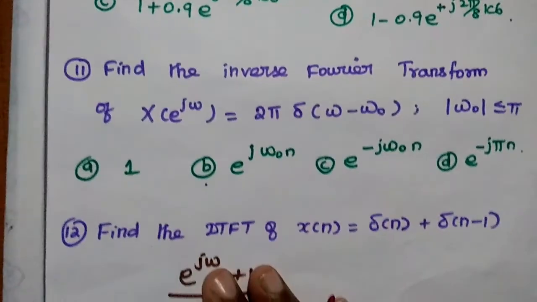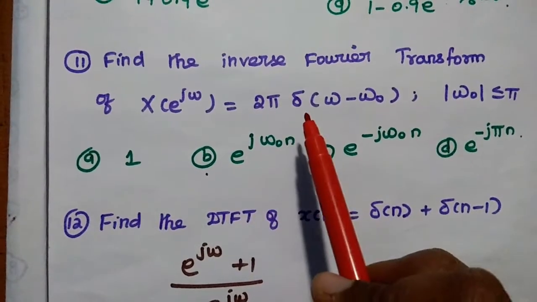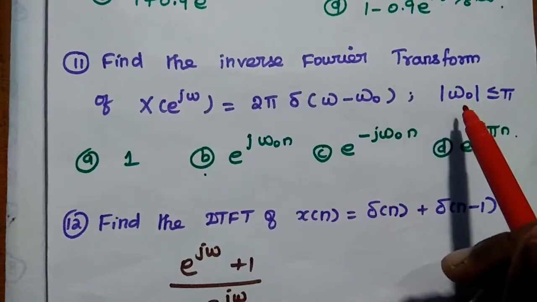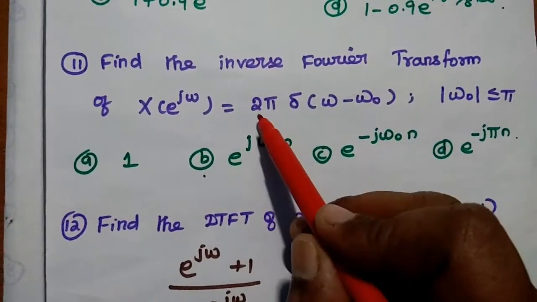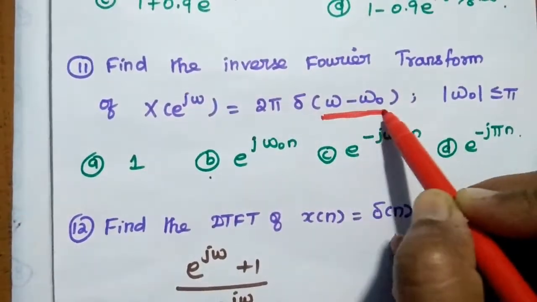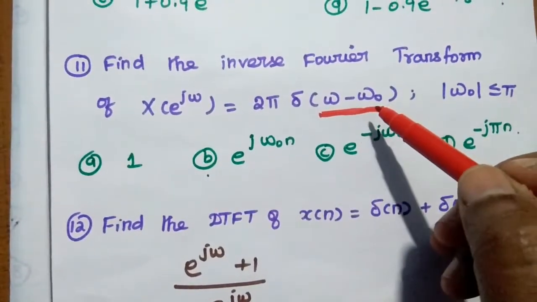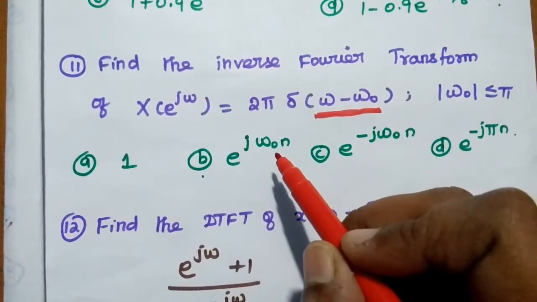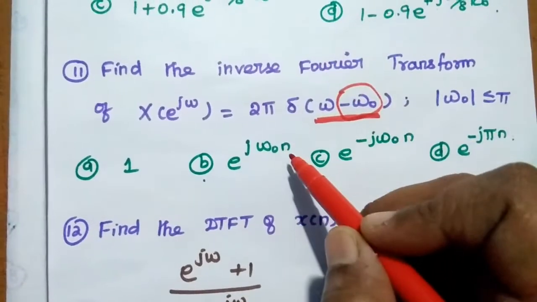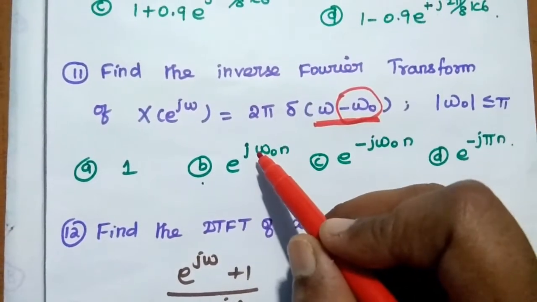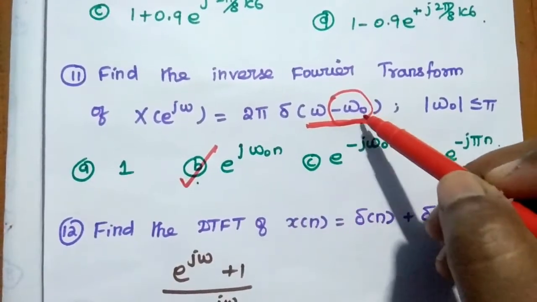Okay. So next one is, find the inverse Fourier transform of x of e power j omega is equal to 2 pi del of omega minus omega naught, where the modulus of omega naught is less than pi. Here 2 pi del of omega minus omega naught is called the frequency shifting property. Frequency shifting means the signal x of n is multiplied with e power j omega naught n. This is the frequency shifting property.